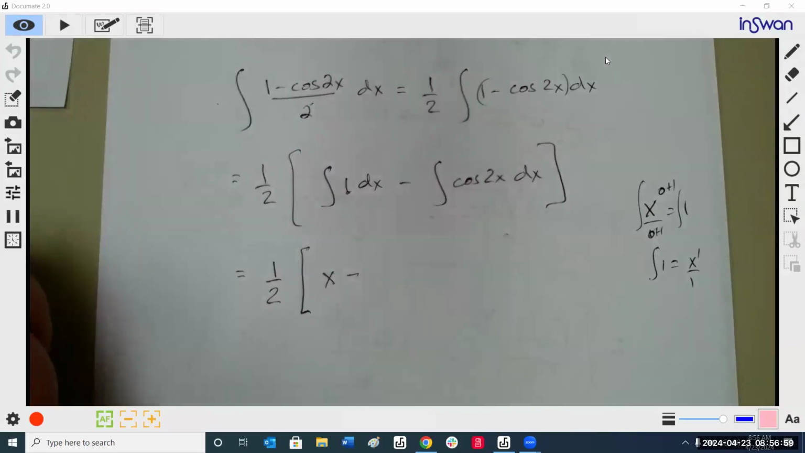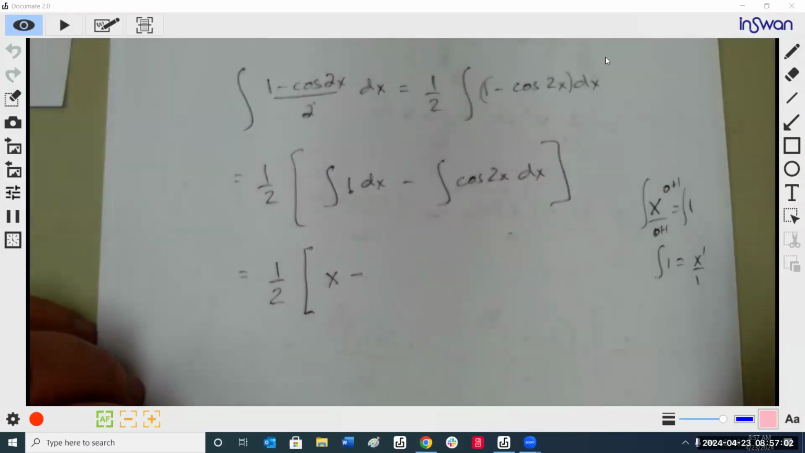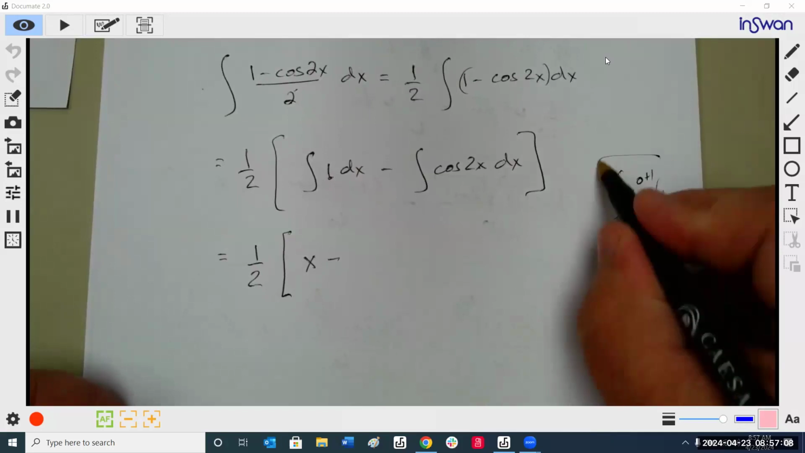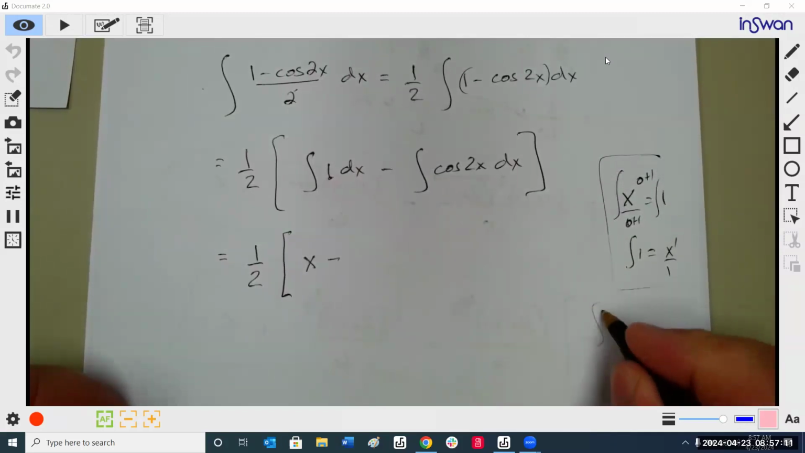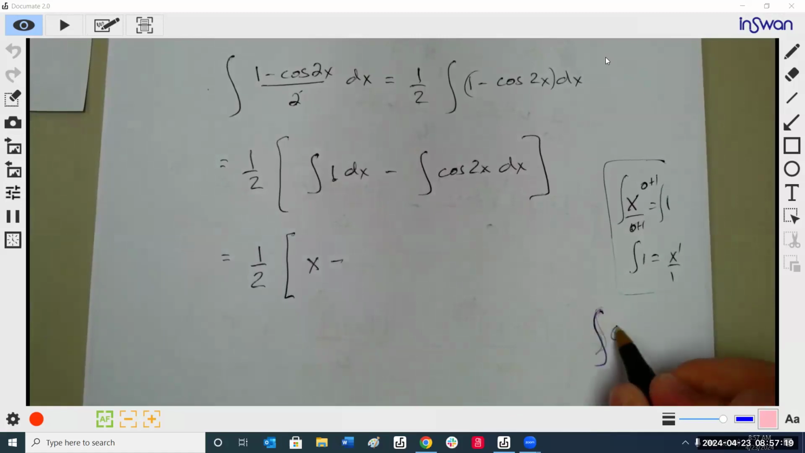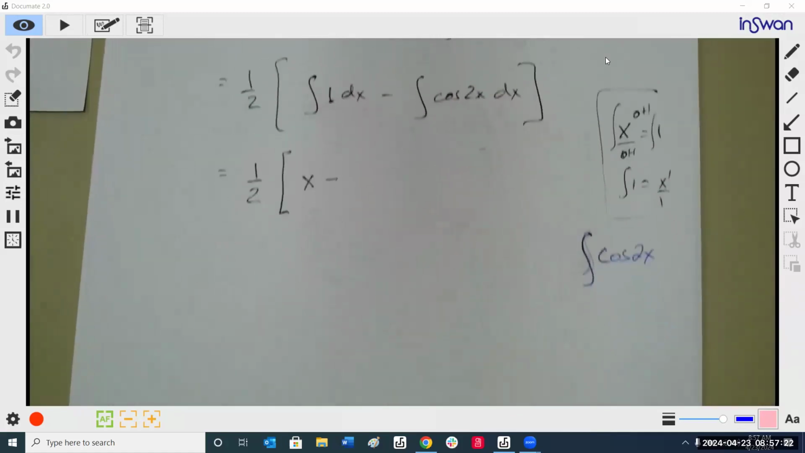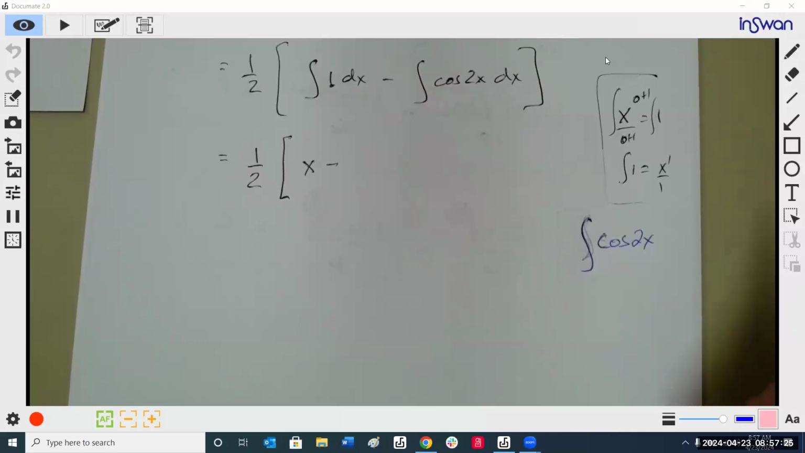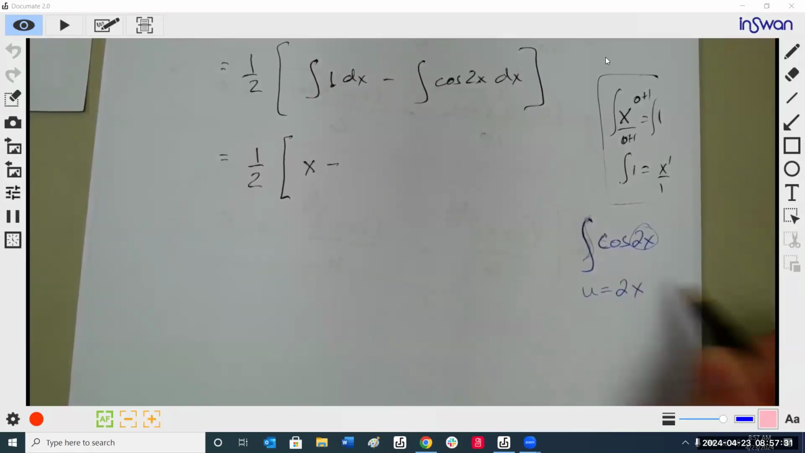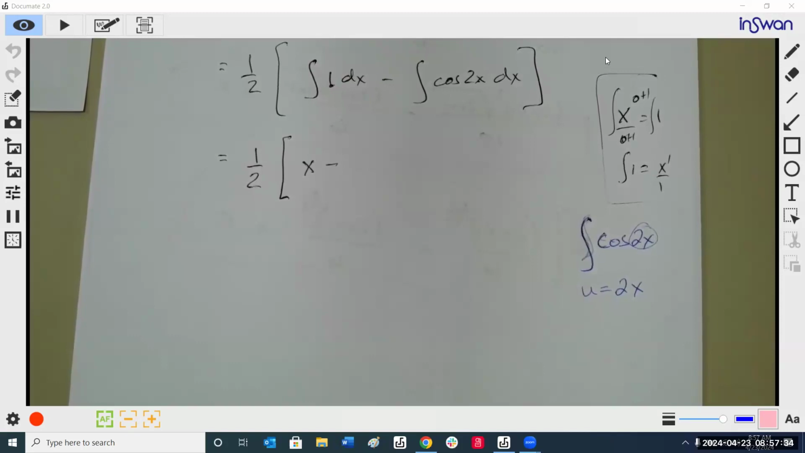Now the integral of cosine 2x. Okay, let's look at this one. This one's tight. The integral of cosine 2x. How do you suggest we do that? Well, we don't know that. So what we can do is say that u is equal to 2x. Then du is 2 dx.